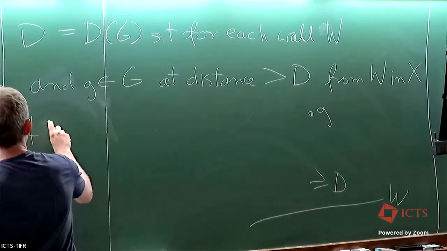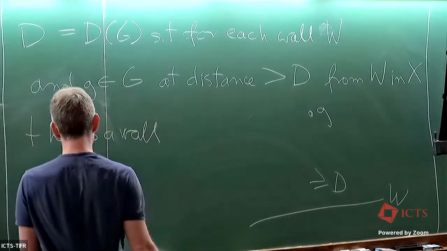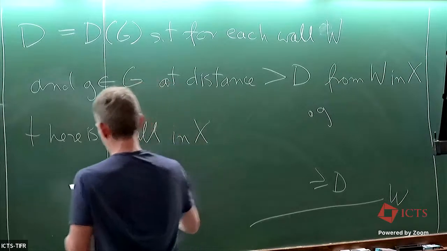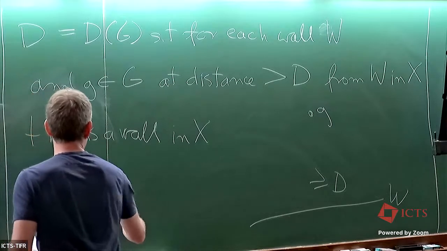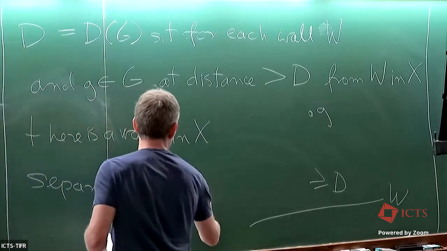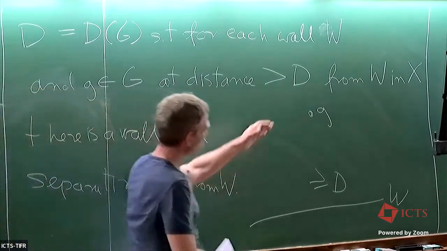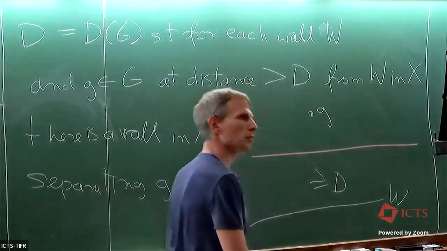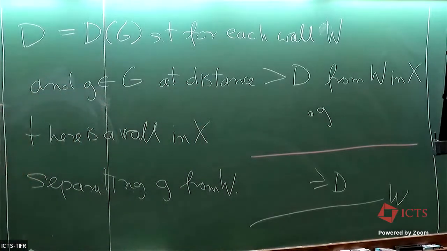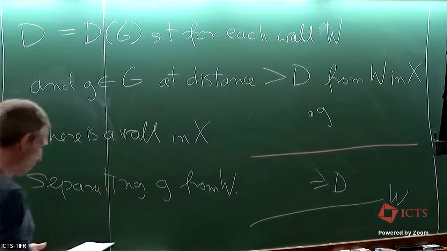there is another wall in the Cayley graph separating G from W. So if G is too far from W, there is another wall in between separating G from W. So that's the parallel wall theorem, and that proof is rather difficult and I have to omit it, but you can look at the paper of Brink and Howlett for the proof.